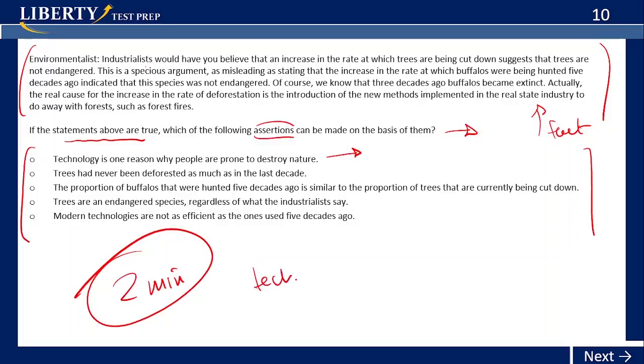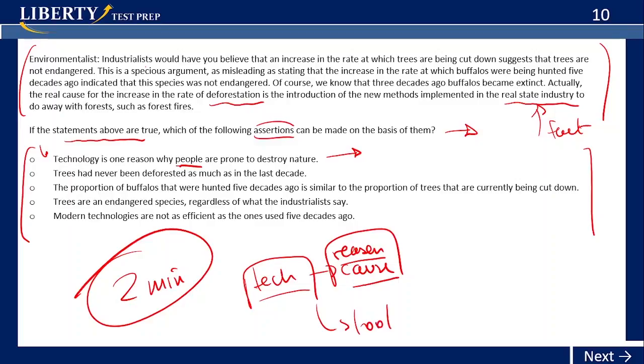Is technology a reason? What have we been told about technology? We know that technology is the reason why, in this case, the real estate industry is being more efficient at deforestation. But this letter is too general, saying that all people are prone to destroy nature. And number 2, we don't know if technology is the cause, the reason, because the reason is the same thing as the cause, right? We know that technology is a tool. That's what we've been told here in the statement. Not that it is a reason or a cause. So that one's out. The word reason is wrong, and the word people in general, that's too broad.